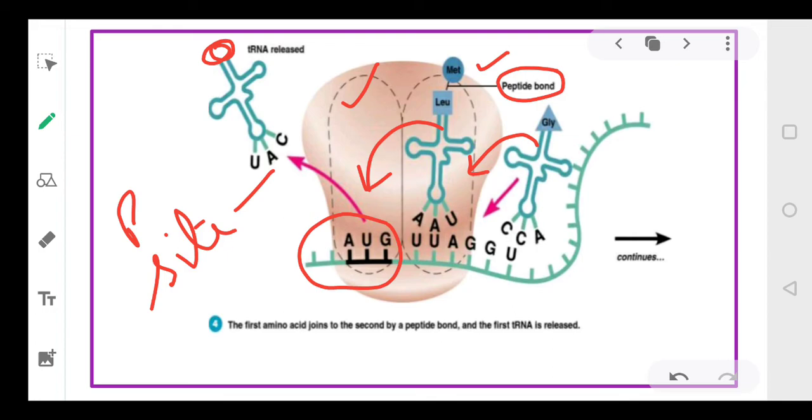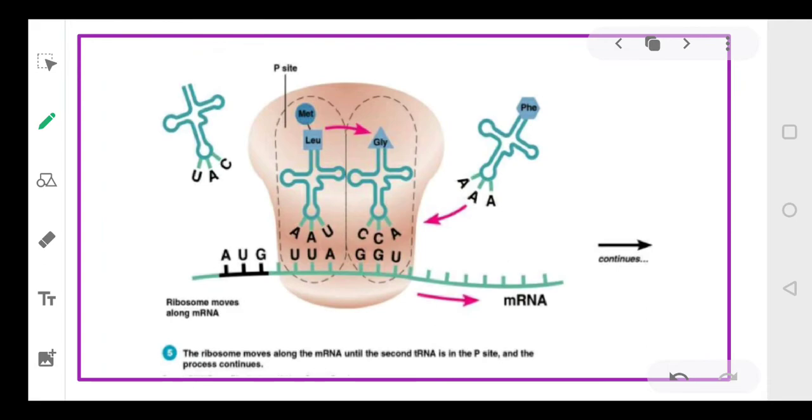Okay, clear everyone? So this second tRNA will shift to the P site and the third tRNA will come to the A site. In this manner, you will have attachment of amino acids. Okay, so this has left. Now the second tRNA has come to the P site. Simultaneously, this mRNA is also shifting. Okay, the mRNA is also shifting. Is it clear to everyone?